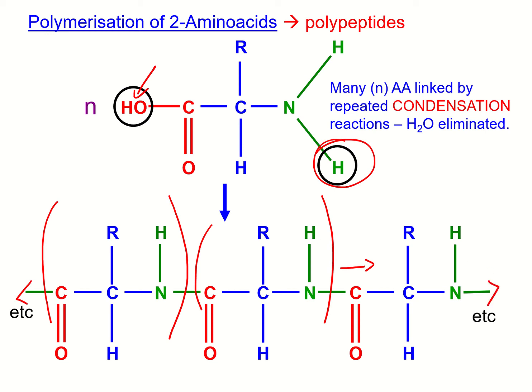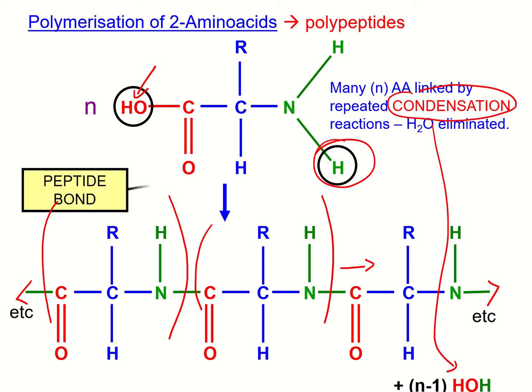Okay, so this is what we call a polypeptide, repeating units of amino acids joined together, and you get water produced for every single bond that forms. For every peptide bond that forms, you get one water molecule. And this is a type of polymerization called condensation polymerization, where we make a small molecule, this being water in this instance. You now have a new bond called a peptide bond.